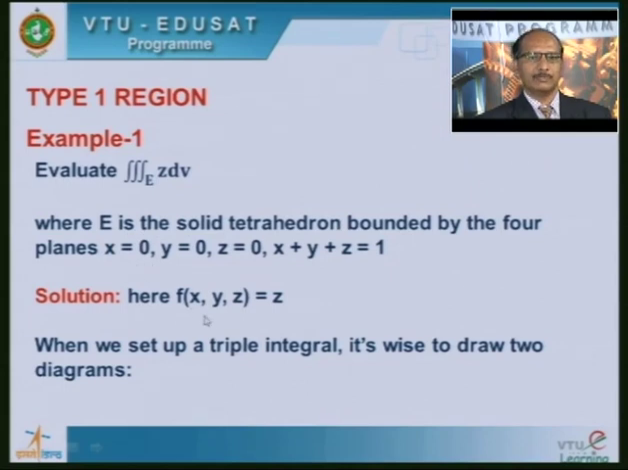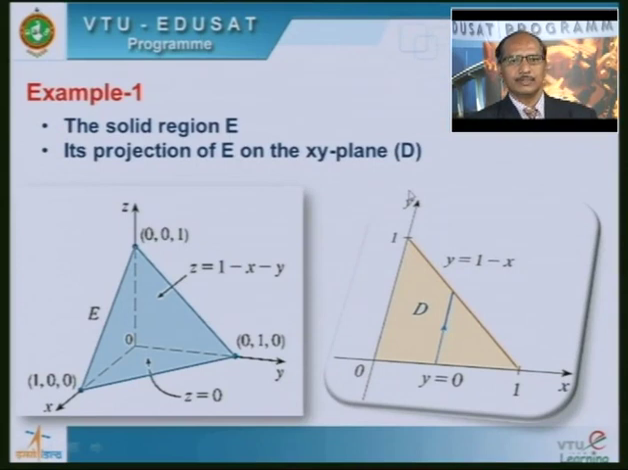So, in this problem f(x, y, z) is equal to z, it is the given function. When you set up a triple integral, it is important to draw 2 diagrams: one the solid diagram, the other its projection. See the next slide. The solid region E is drawn here. You can easily understand it is the tetrahedron. Its equation is x plus y plus z equal to 1. I told you it is the intercept form of the plane. It cuts the x axis at the point 1 0 0, at y axis 0 1 0, at z axis 0 0 1.